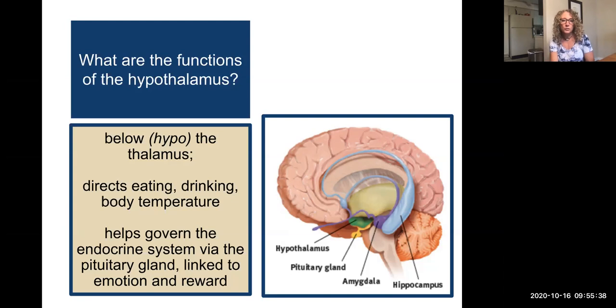All right. So we have another part of the brain called the hypothalamus. The hypothalamus has a lot of different functions. We're going to learn about them in more detail in other units, but the main functions are eating, drinking, body temperature, and it also works with the endocrine system. You remember how I mentioned the pituitary gland, the gland that actually activates the other glands in the endocrine system.